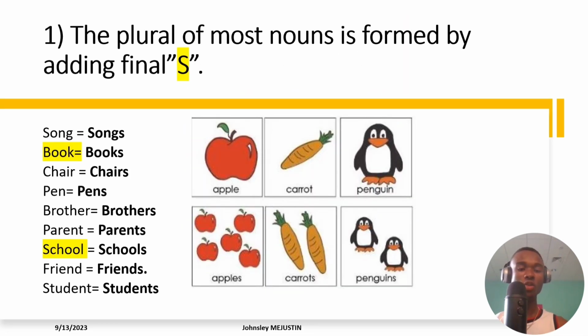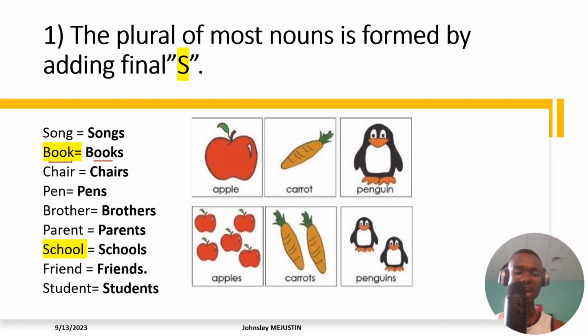So the general rule is you need to add a final s to most nouns in order to form the plural. That's how you get the plural of most nouns. For example, here we have song, and the plural of song is songs. Book, and the plural is books. Be careful about this pronunciation. Book, not book, but book.